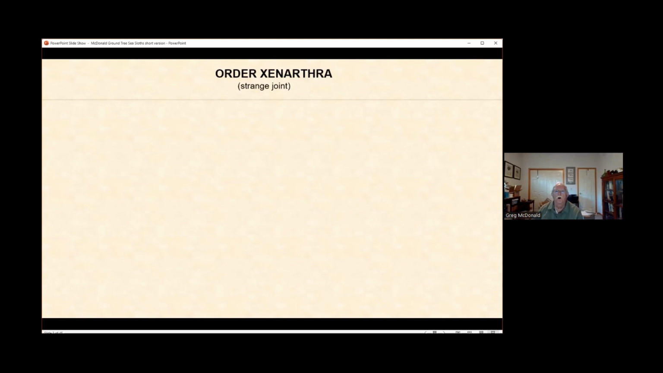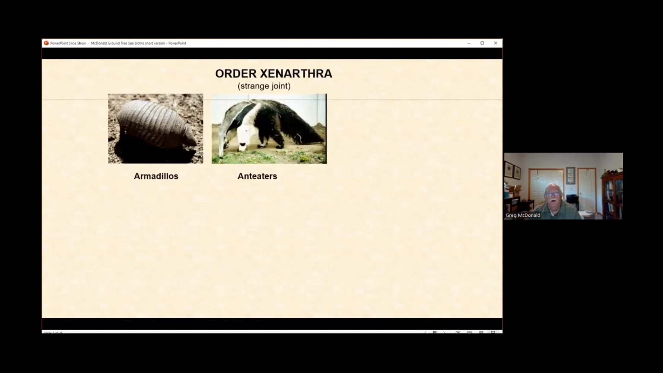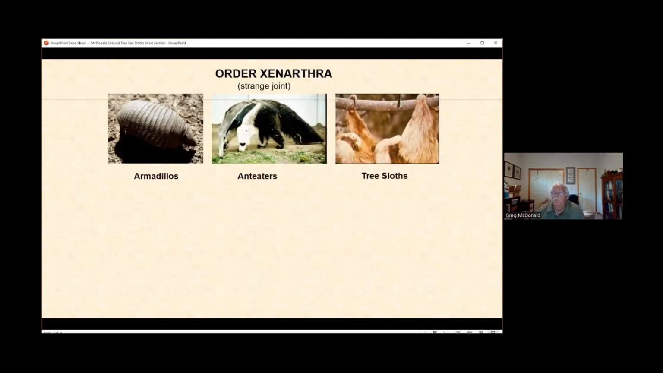We all know what the order Xenarthra is. And for a lot of people, I have to translate this as strange joint and point out this does not refer to what happens here in Colorado, since they passed a certain law allowing strange joints to be available. And of course, you're all familiar with the modern three main subdivisions of the Xenarthra. Most of you have worked with one or more of these.